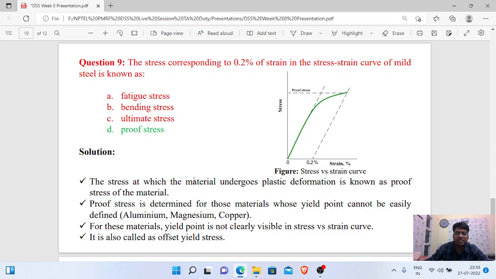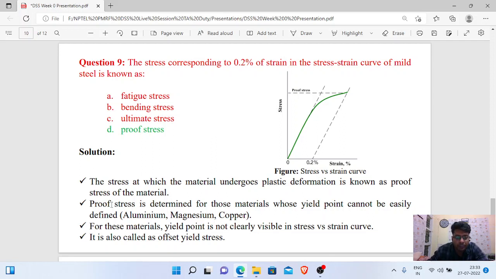The stress at which the material undergoes plastic deformation is known as the proof stress of the material. Means after that stress point, the material is not in the elastic phase, it is in the plastic range. So after that, whatever deformation happens, the material is not going to regain its original shape. Okay, so that is why it is called plastic deformation. Up to elastic deformation, when the load is removed, the material will regain its original shape. But in this case it is not going to regain its original shape and size.